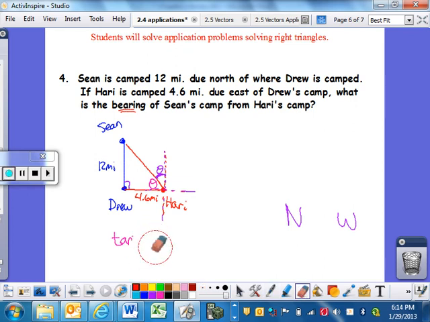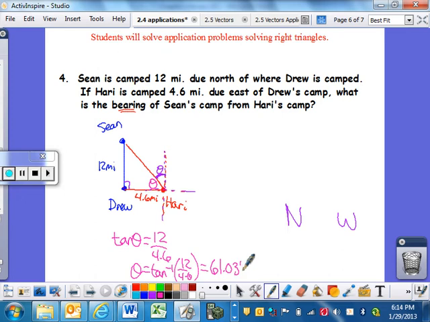Let's rewrite this so I don't lose anybody. So let's go tangent theta equals 12 over 4.6. Okay? Now to find that angle, theta will equal the tangent inverse of that fraction. Okay? And if you take the tangent inverse of 12 divided by 4.6, you should get 61.03 degrees. Now that's not your answer, because that's this angle in here.